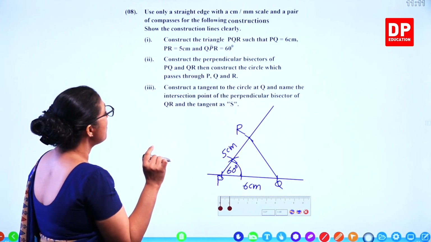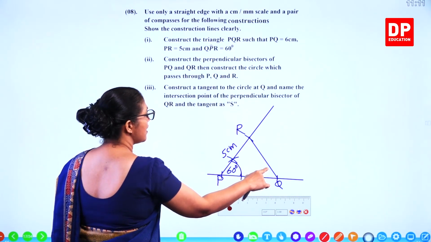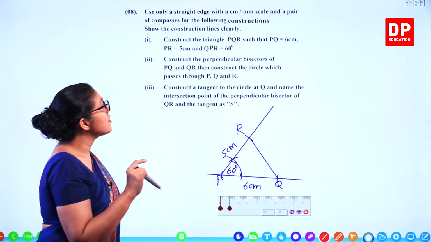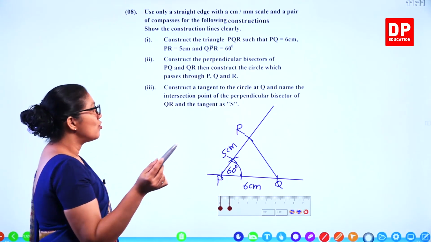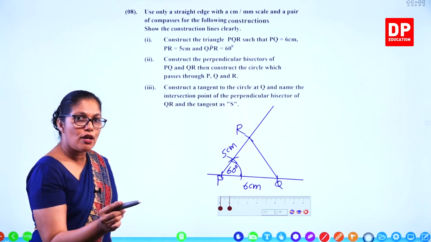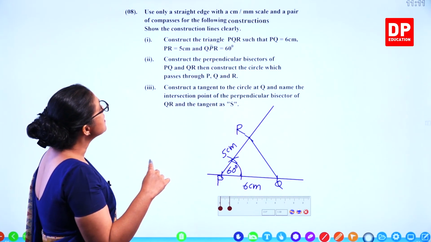Construct the perpendicular bisector of PQ and QR, and then construct the circle which passes through P, Q, R. So you can find the center by constructing perpendicular bisectors, and then you can draw the circumcircle.